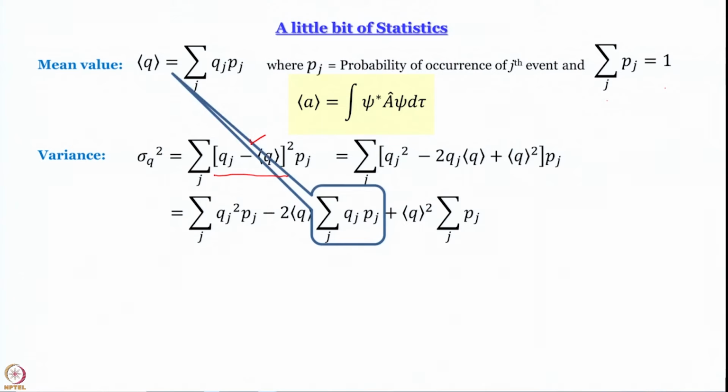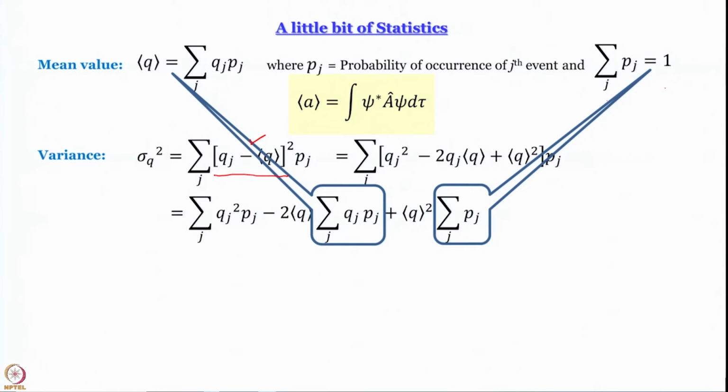that sum over j Qj Pj is equal to the mean value of Q. So, the second term immediately becomes minus 2 mean value of Q multiplied by mean value of Q, or in other words minus 2 into the square of the mean value of Q. What about the third term? Sum over j Pj equal to 1. So, the third term reduces to the square of the mean value of Q.